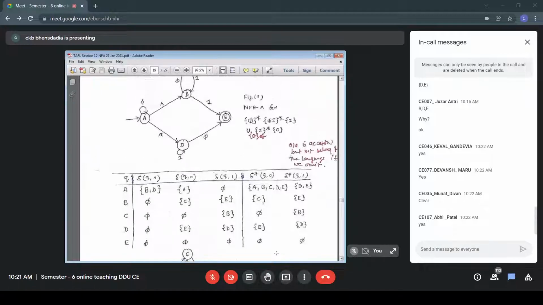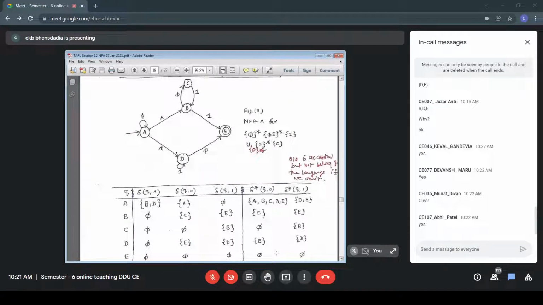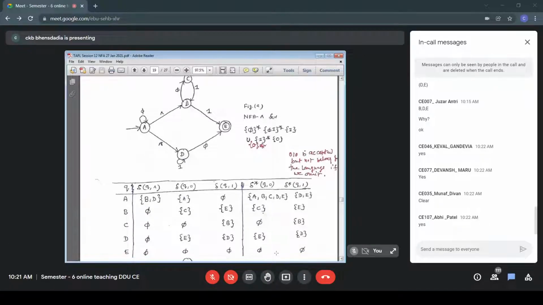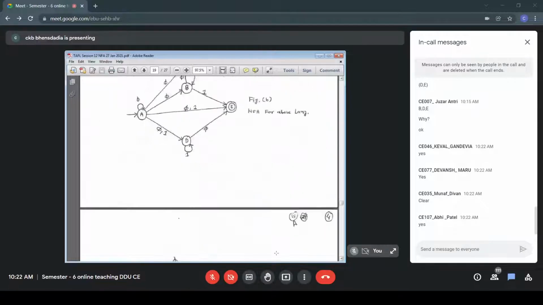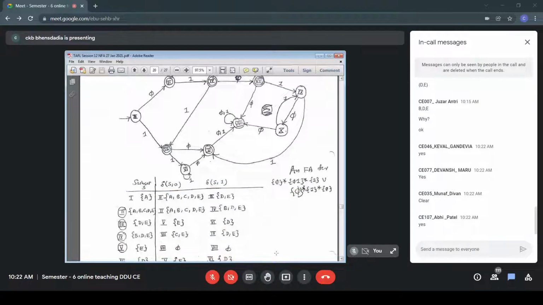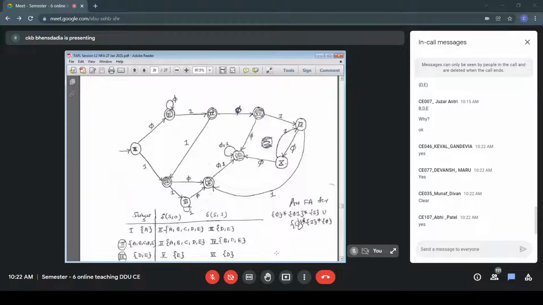So the answer is E and D. E and E, union we are taking. So it is E union phi, answer is E. D union phi, answer is D. So E and D. New subsets, new labels, respectively 5 and 6.